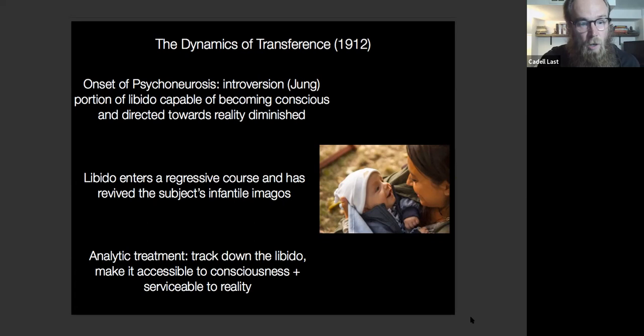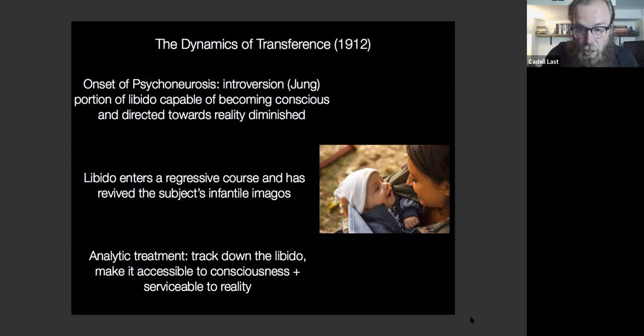So the point of an analytic treatment is to track down the libido that has become introverted and to make it accessible to consciousness and serviceable to reality. So that's the double task. And this isn't to say, now this is against what Lacan would point out as the problem of institutional psychoanalysis becoming ego psychology, because the point of analysis is to track down the libido, which has become withdrawn from reality, and to make it accessible to consciousness, serviceable to reality. And the point is we don't know how that will change the subject. It may dramatically change the subject.